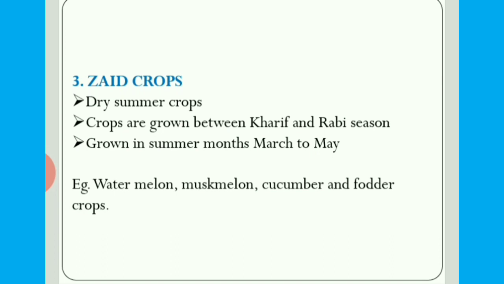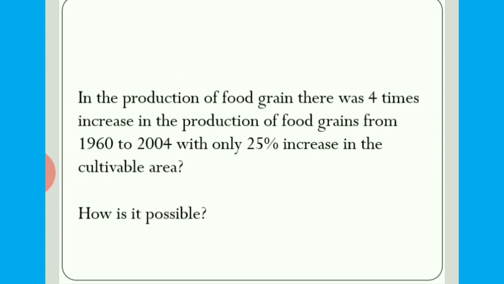Zaid crops are also called dry summer crops and they are grown between the Kharif and Rabi seasons, in the summer months March to May. Examples are watermelon, muskmelon, cucumber and fodder crops.